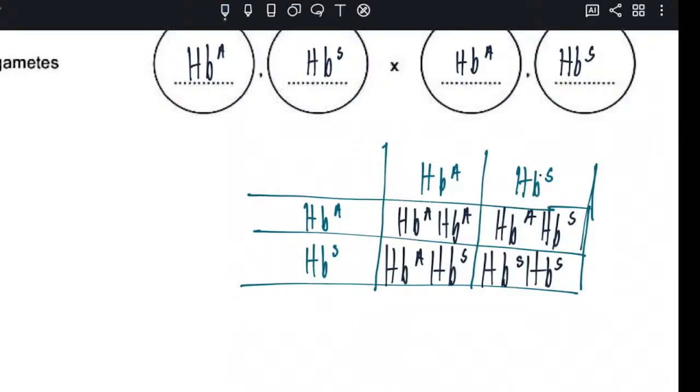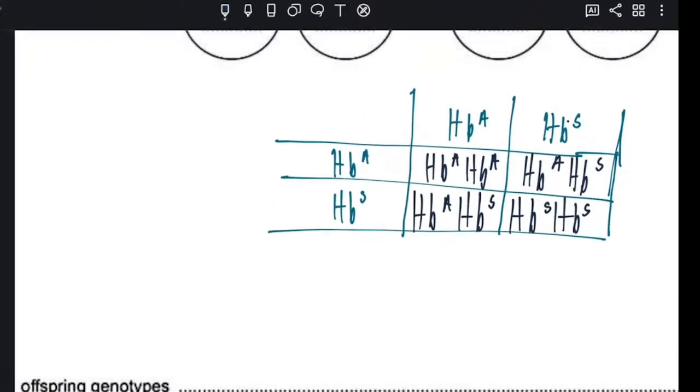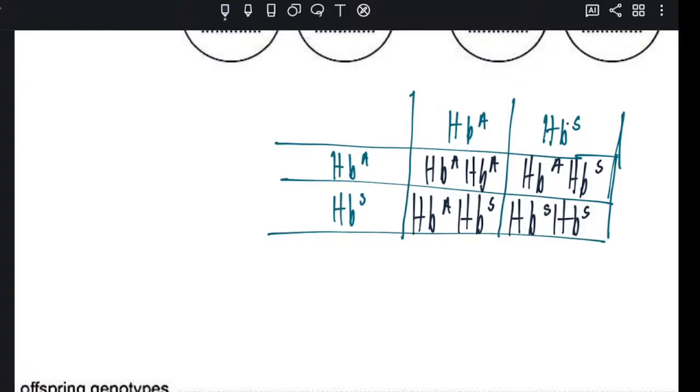Okay, we'll be saying here the question. This is the easiest question. So if it's just us constructing Punnett squares, this question is way too easy. We can do it. What are the offspring genotypes? They're asking us for the genotypes of the offspring. We can see that we have HBA.